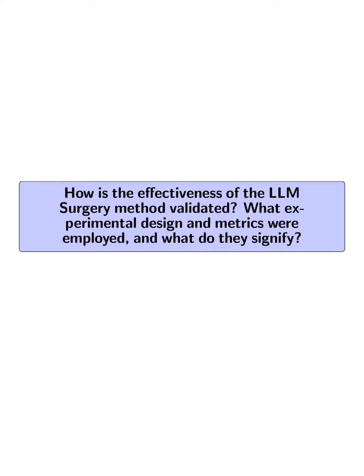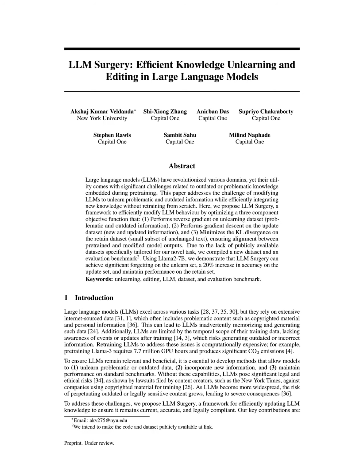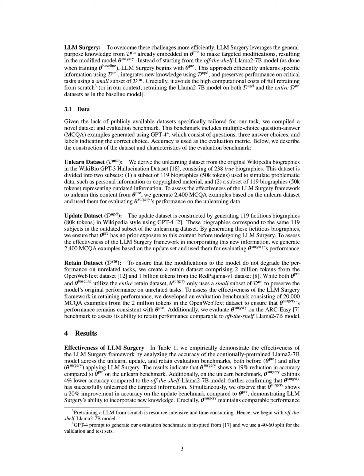How is the effectiveness of the LLM Surgery method validated? What experimental design and metrics were employed, and what do they signify? The effectiveness of the LLM Surgery method is validated through empirical experiments using the Llama 2-7B model, where three distinct datasets, unlearn, update, and retain, are utilized to assess the model's performance before and after applying LLM Surgery. The experimental design includes generating multiple-choice question-answer (MCQA) examples based on these datasets, with accuracy as the primary evaluation metric.